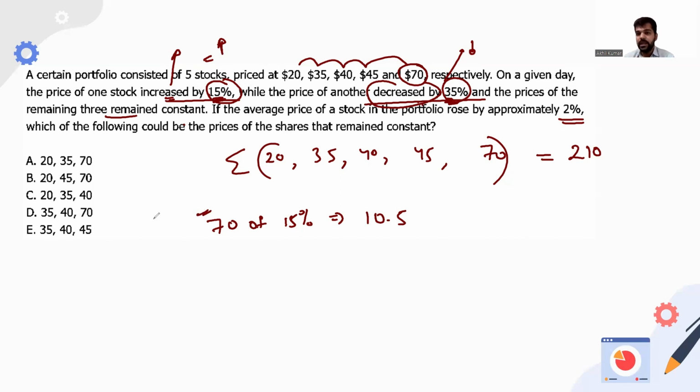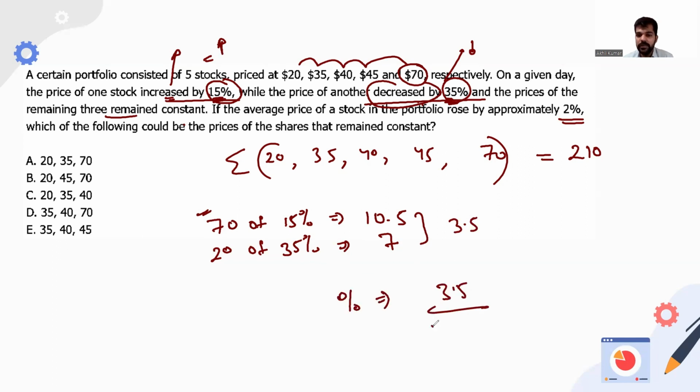It looks like it will take a lot of time, but in reality, if you do this calculation, within 2 minutes you can do this question very easily. After that, we will go with 35% of 20, and if we figure it out, this will come out to be 7. Overall, the difference between them comes out to be 3.5. How to find the percentage change? Percentage is 3.5, the difference over the initial value, that is 210, and multiply that with 100. That will roughly come out to be 1.7%.